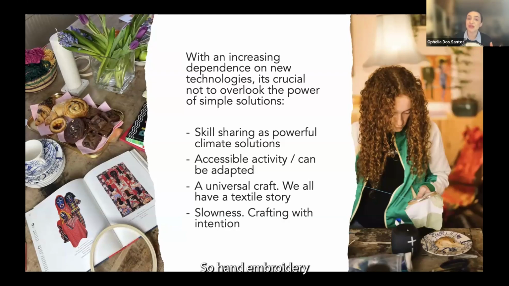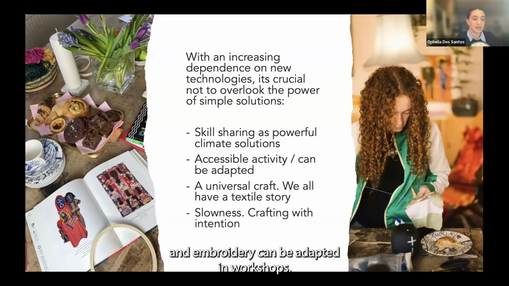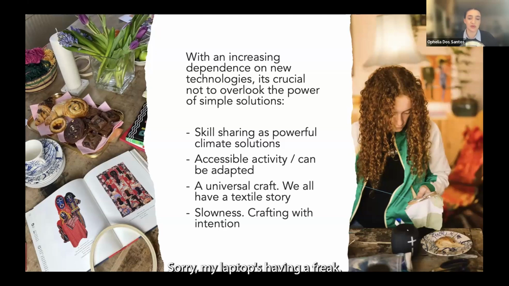Hand embroidery is an accessible activity and can be adapted. I'll talk a little bit about how hand embroidery can be adapted in workshops. I'm sorry, my laptop's having a freak. How hand embroidery can be adapted for all ages.